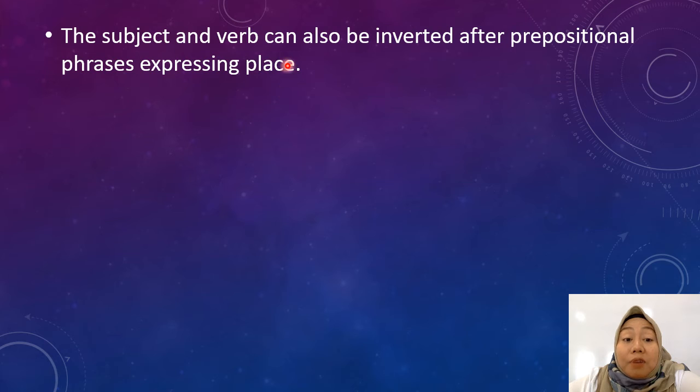Okay, the subject and verb can also be inverted after a prepositional phrase expressing place. Before this, you already learned that we have some one-word place expressions: here, there, nowhere, and after these three place expressions, we can invert the subject and the verb. The next is, if we have a prepositional phrase expressing place, the subject and verb can also be inverted.